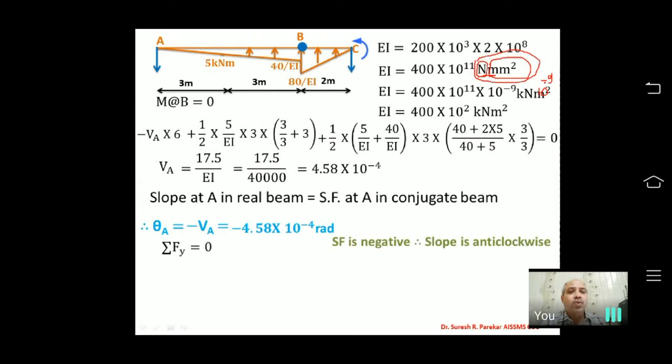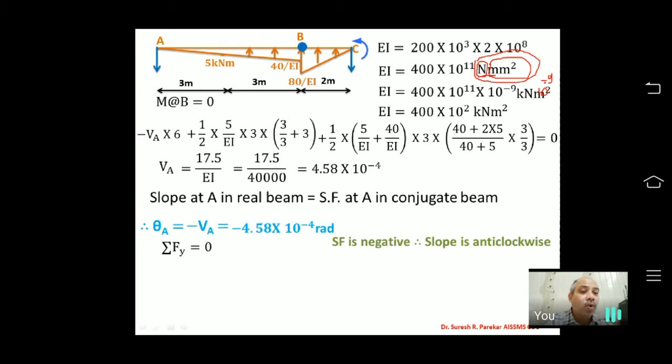Now I will go to summation Fy equals 0 because no reactions are at B. So if you separate out AB and BC, then you have reactions at B, one upward, another downward.